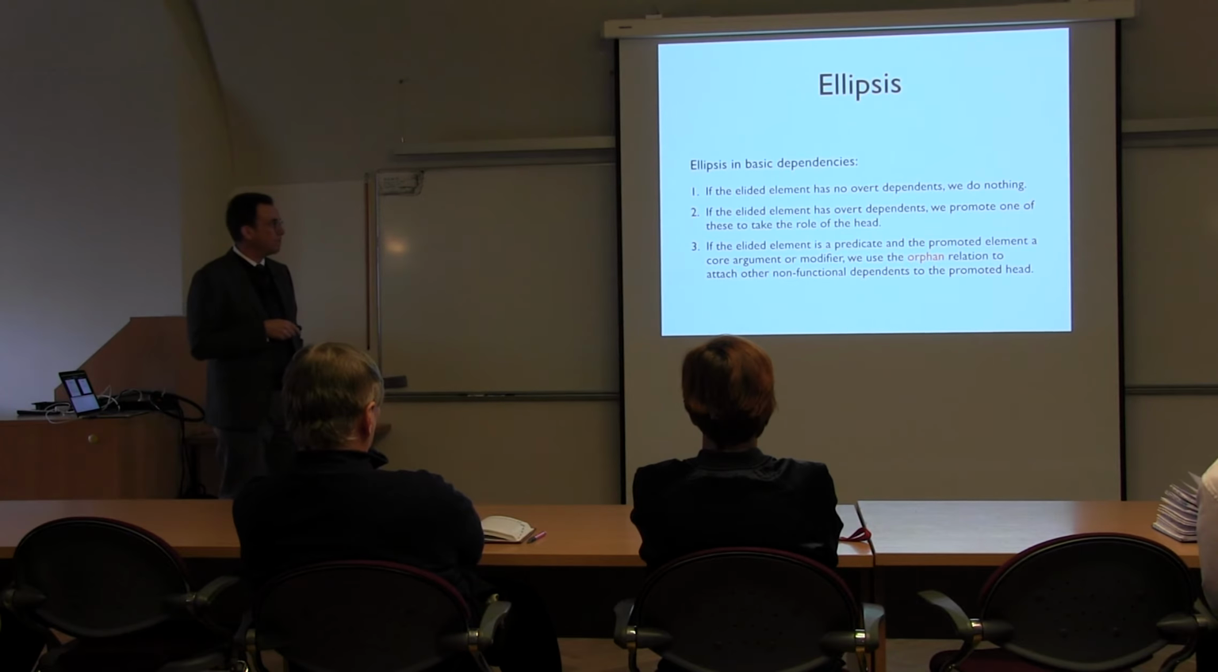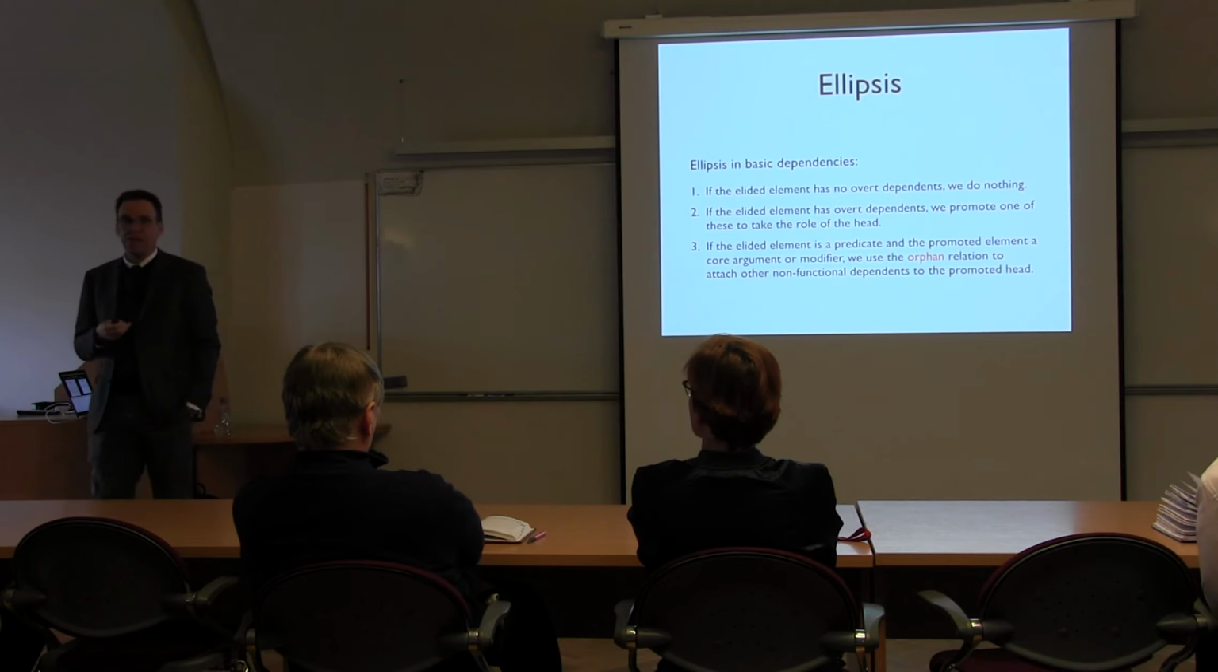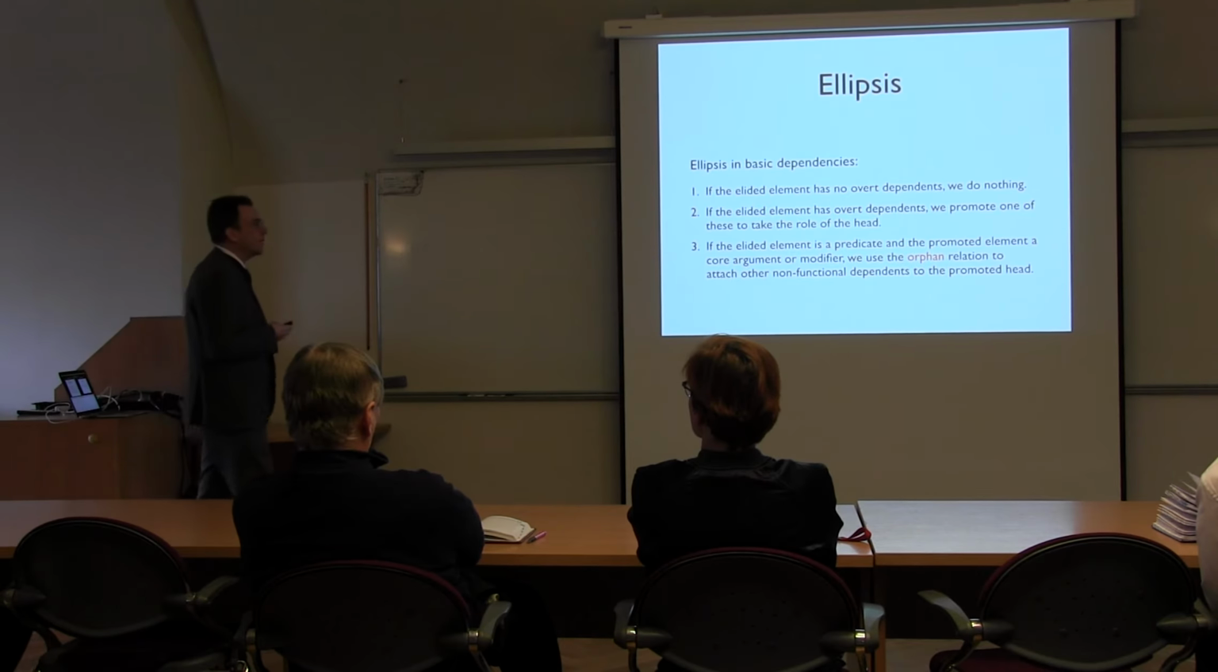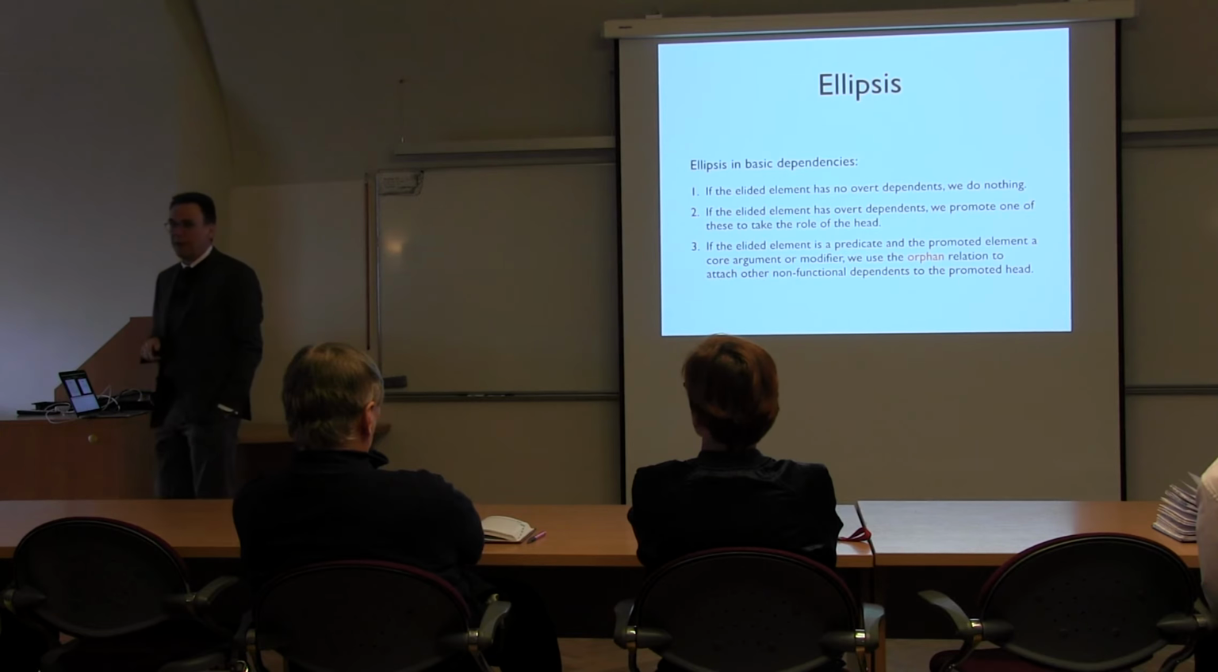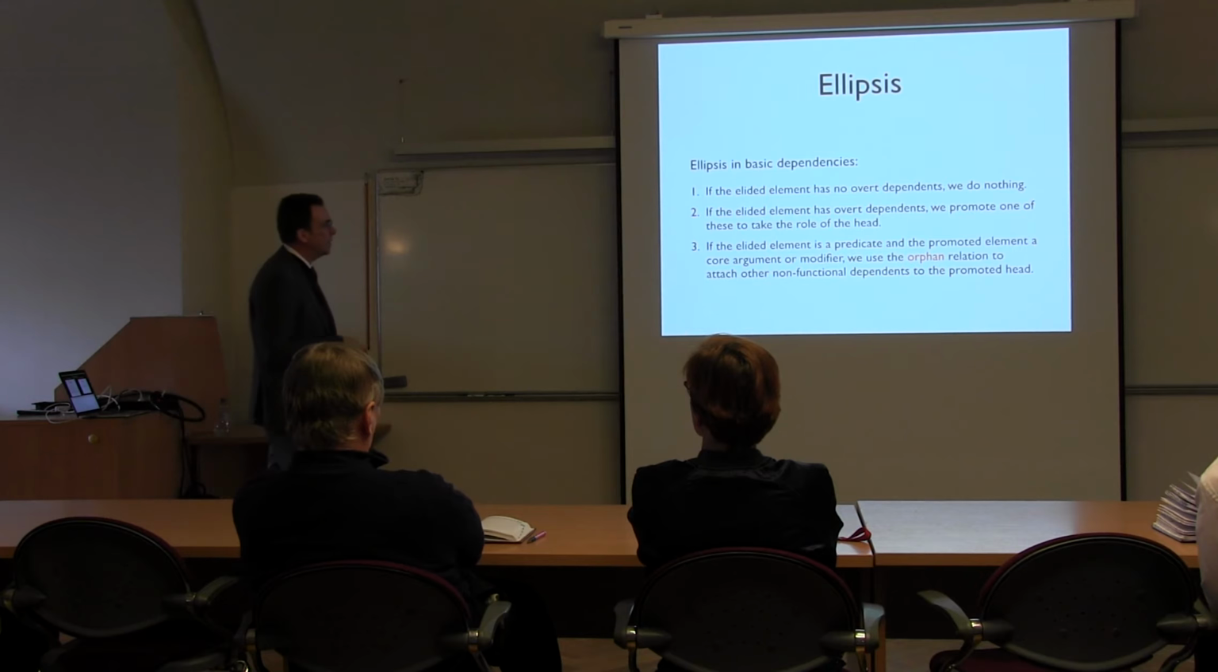So ellipsis, as I'm sure many of you know, is a tricky phenomenon both in theoretical linguistics and in practical NLP, because things are missing, things that you need to interpret a structure. In general, if we start with the basic dependencies in UD, we treat ellipses following these rules. So, first of all, if the aligned element has no overt dependent, we do nothing. If something just quietly disappears without leaving any sort of parentless children behind, we don't do anything.